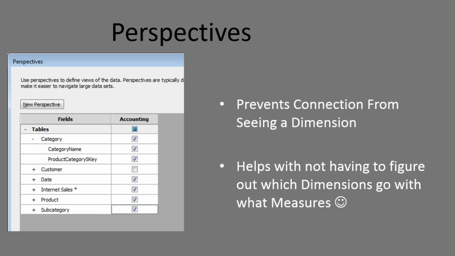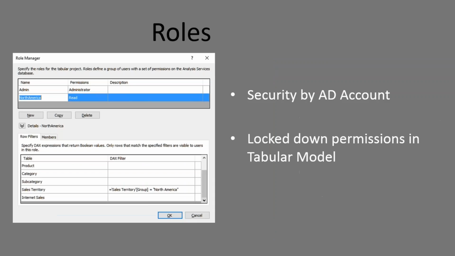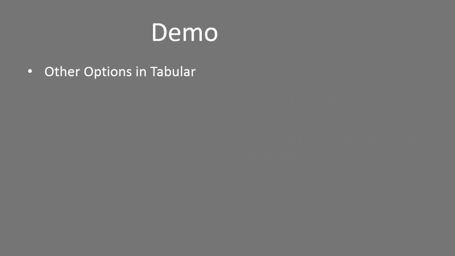Perspective is kind of like a table view, so you only see certain things about the dimension and facts. Partitions let you process data independently of each other in facts to help speed up the processing part. And there's roles where you can do security. So you can tell, and we'll look at an example of North American sales, that's the only sales that a person can see based on a role.